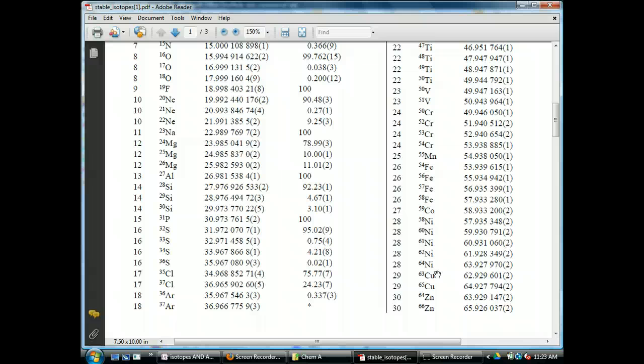Now, I want to give you, did I give you a periodic table yet? No. Like this? Okay. Pass this around for me.